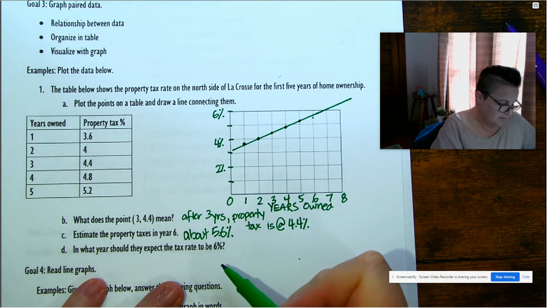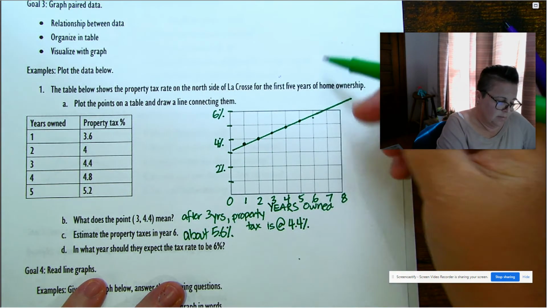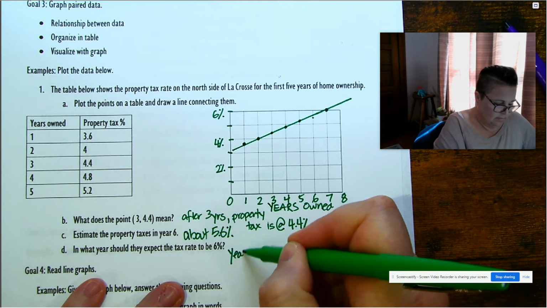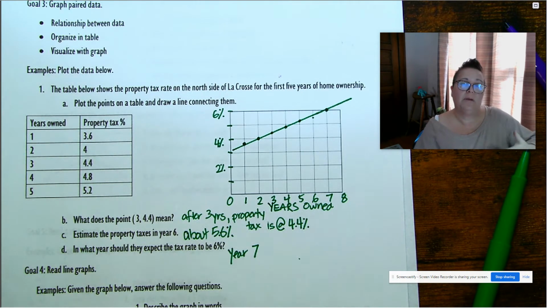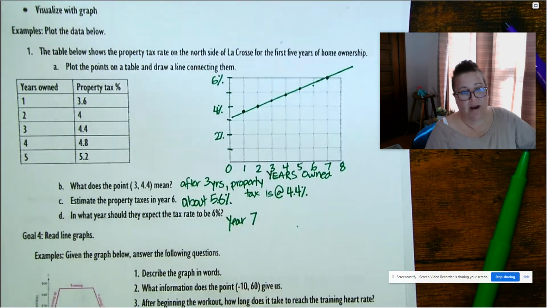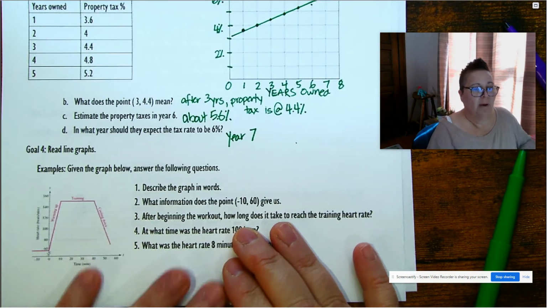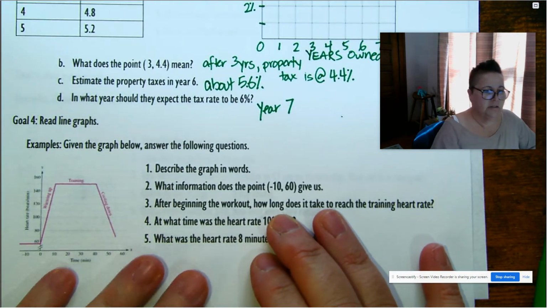In what year do they expect the tax rate to be 6%? So I'm going to find 6% and come over, and I see that's right there. That's going to be right about year 7. So even though I don't have data on years 6 and 7, I can use the previous years to approximate what that data will be, particularly if I've put it into an organized graph. Right? We have a graph here where we're going to ask you some questions.